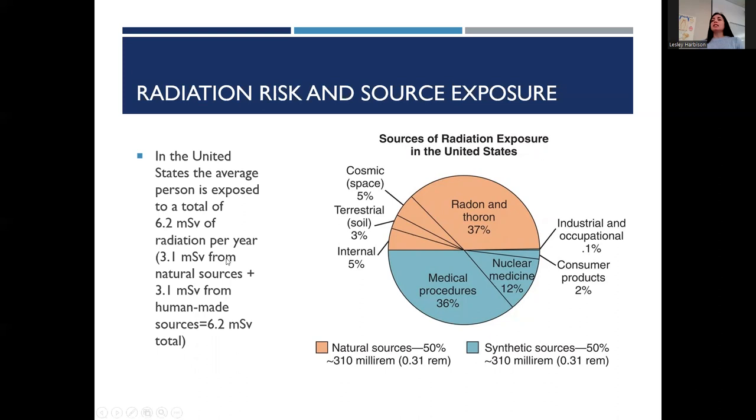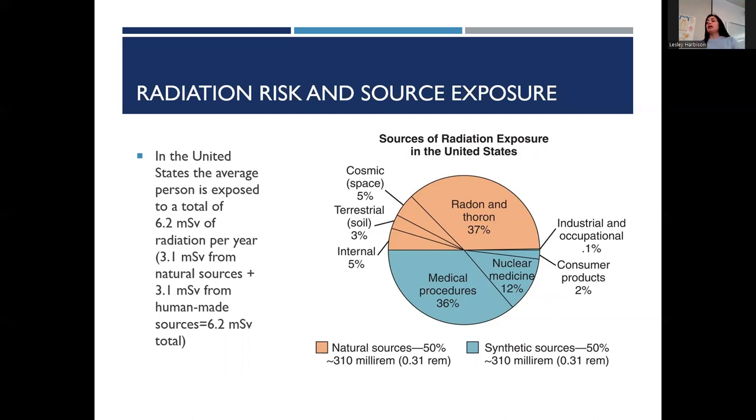In the United States, the average person is exposed to a total of 6.2 millisieverts of radiation per year. About half comes from natural sources, so there's just no way you're going to avoid it. These are natural sources out in the world. And then about half comes from human-made sources. I put in the notes a very broad breakdown.